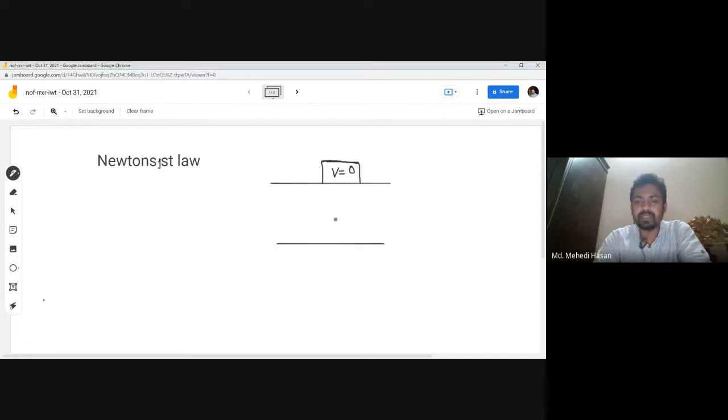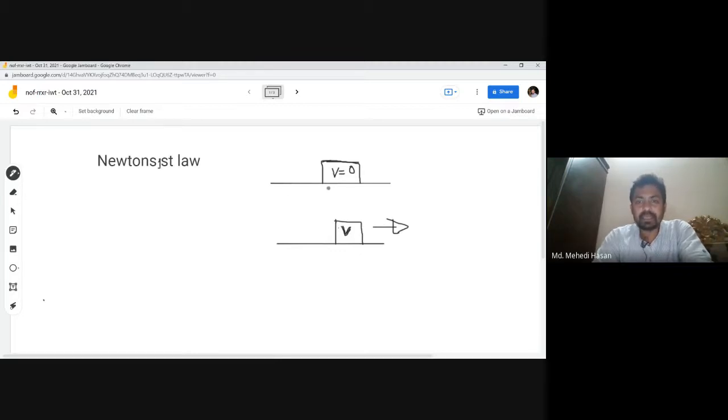And if you consider another situation, where the object is moving with velocity v, in that case the object will move forever with the same velocity. The motion will continue with the same velocity, if no external force is applied.